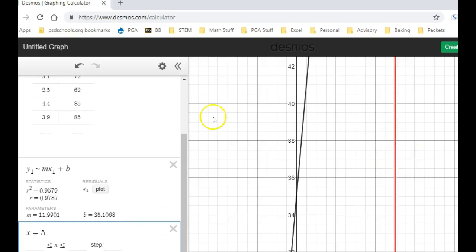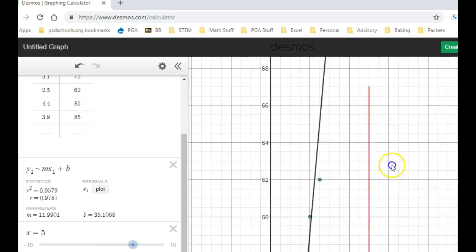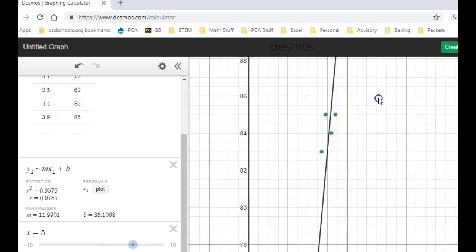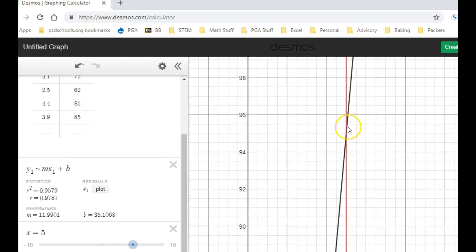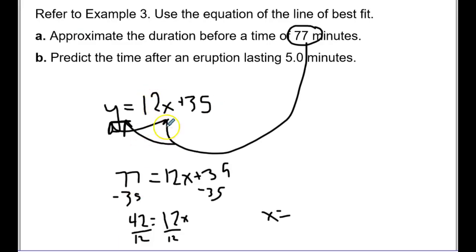You'll see that those are now both plotted on the same graph. I can zoom in and move to where they intersect. Using Desmos, I just click on them both, and it gives me that point of where they intersect. So I would say that at 5 minutes, my y value would be 95.057, because that's where those two lines intersect. So I can either solve it algebraically, or I can solve it using Desmos.